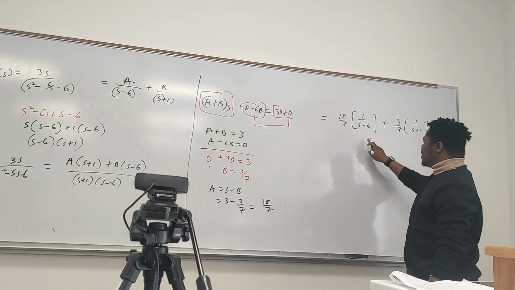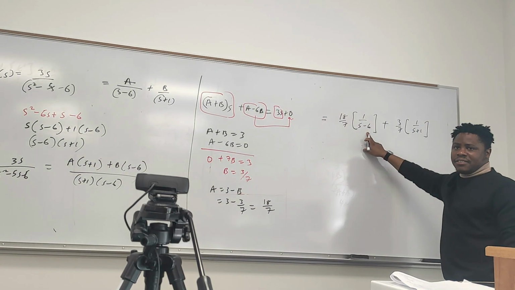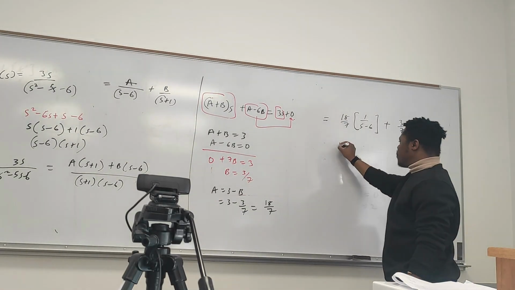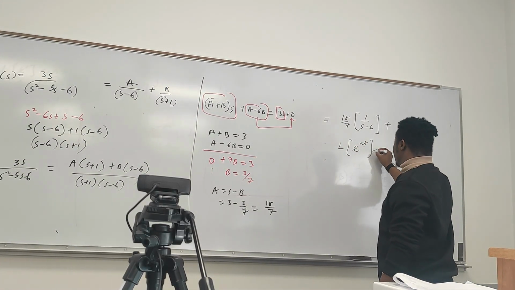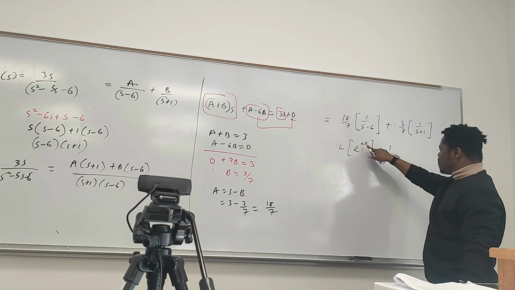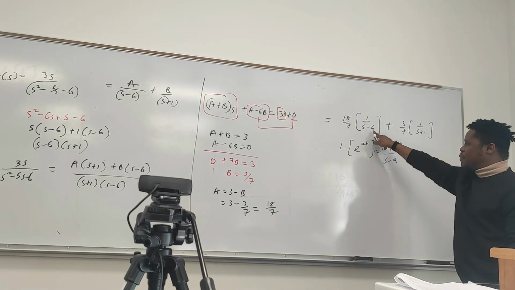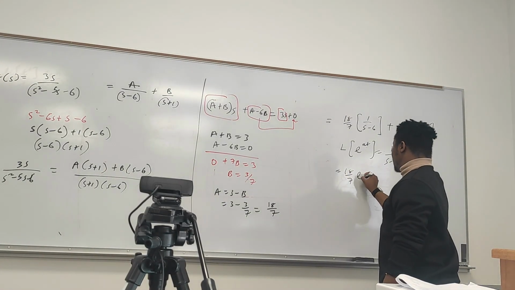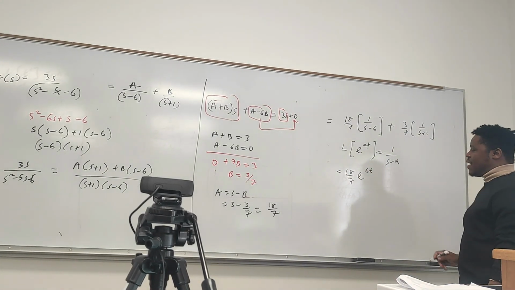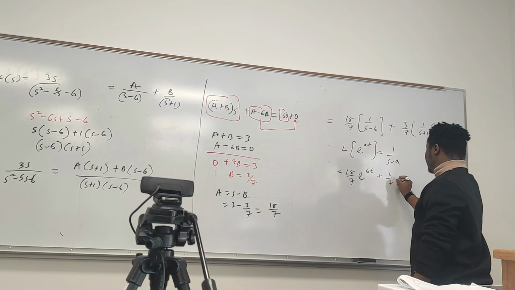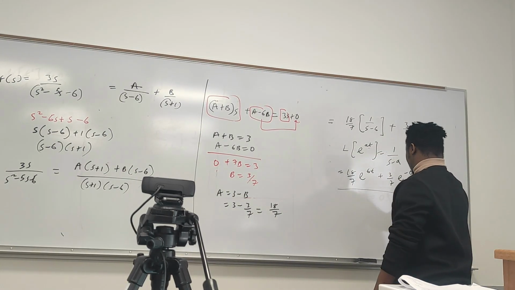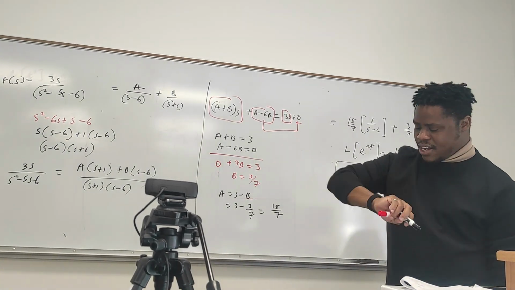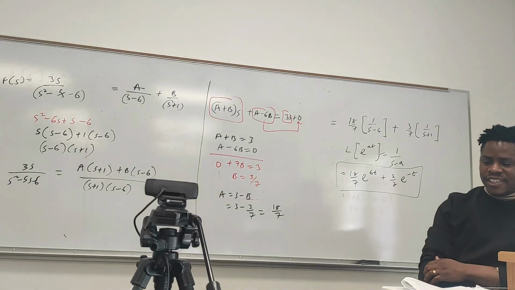We know that this is the inverse of e^(6t), because we know that the Laplace of e^(at) is 1/(s - a). If a is 6, this becomes s - 6 here. So that gives 18/7 e^(6t), and this gives e^(-t), so 3/7 e^(-t). So that's our answer. That's how we got that. We have 12 minutes.